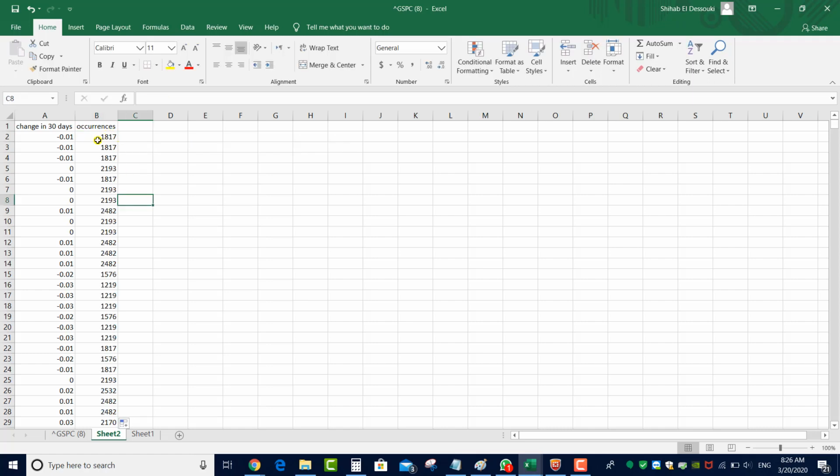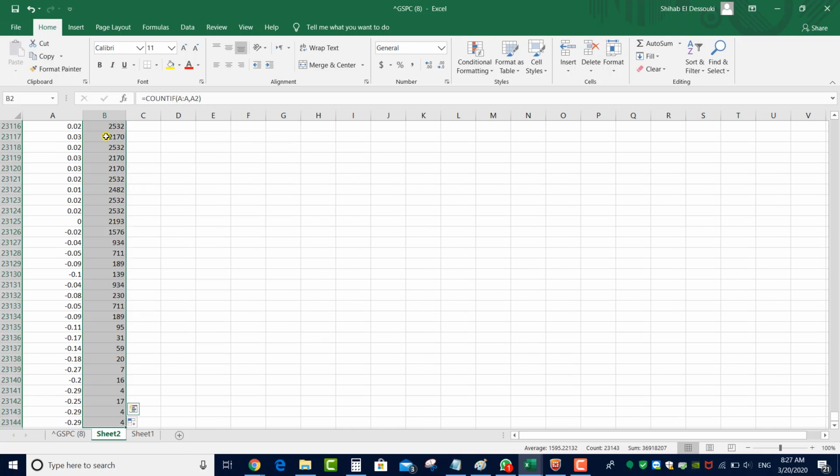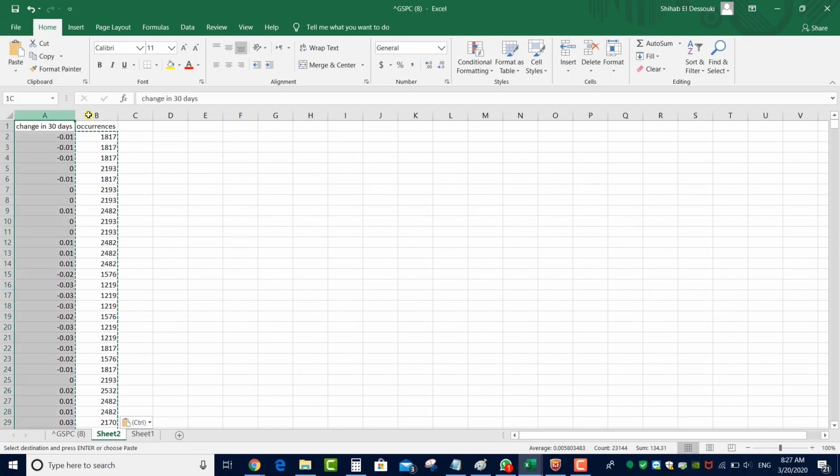Now, of course, as you can see, some of them repeat themselves because I've got negative 1% more than once. So it's showing me 1800 times, 3 times just over here. So basically what this is saying is that the S&P 500, if you look at it at day 1, on day 31, it dropped 1%, 1800 times in the past 100 years. So I'm going to paste these values as values because right now they're formulas, and then I'm going to remove the duplicates.